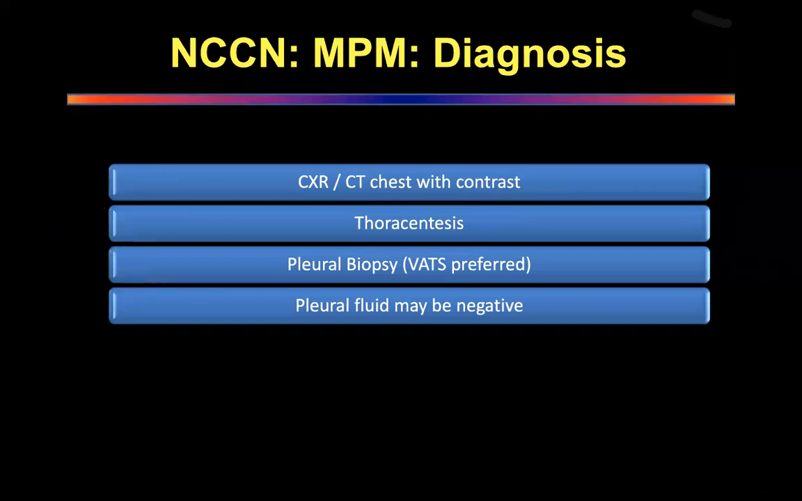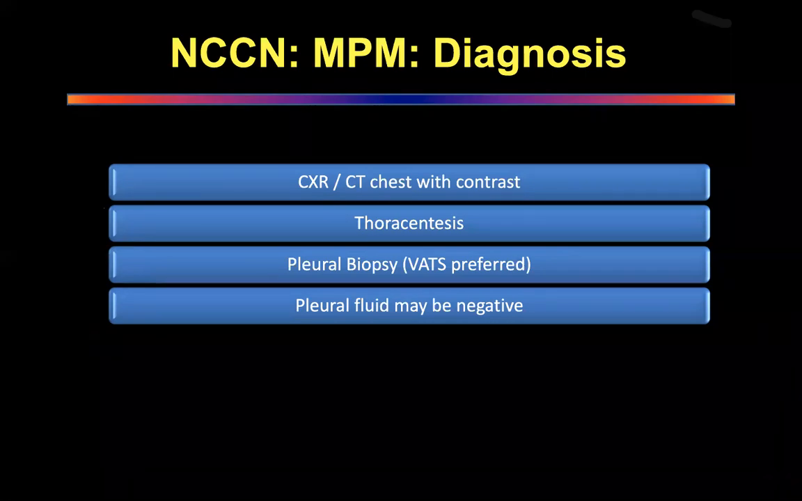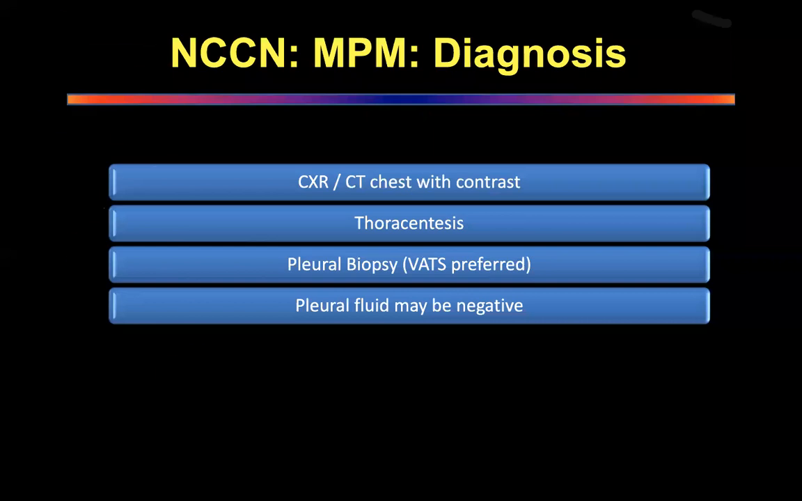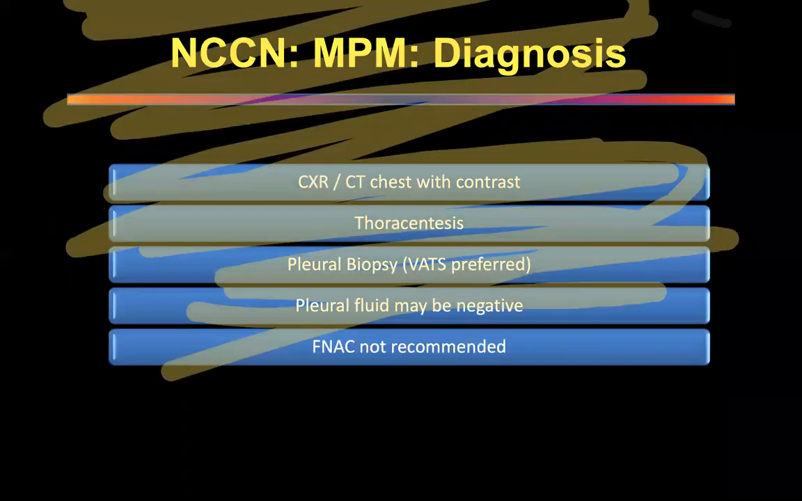The pleural fluid may usually be negative on cytology. That's the other thing to remember, that the pleural fluid may be negative. It's very difficult to get malignant mesothelioma cells in a pleural fluid. And that is why when you take a biopsy, there's a special way of taking the biopsy.